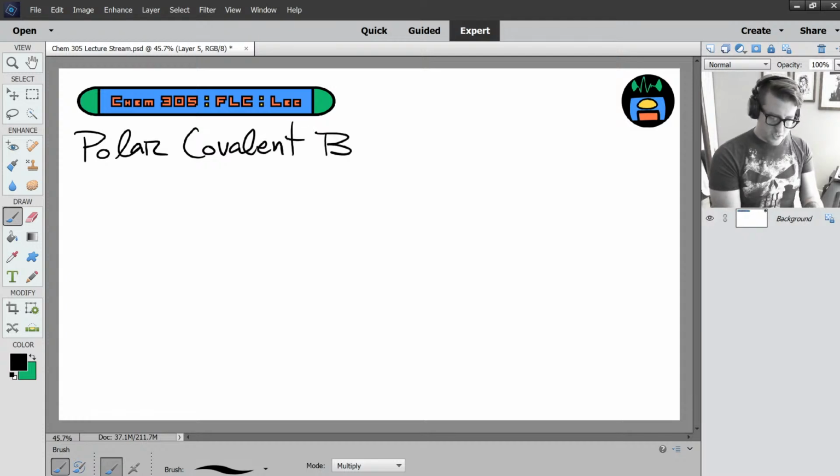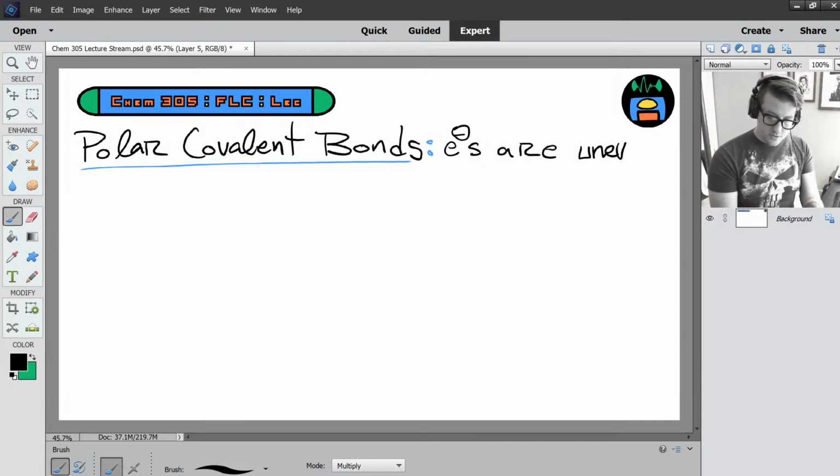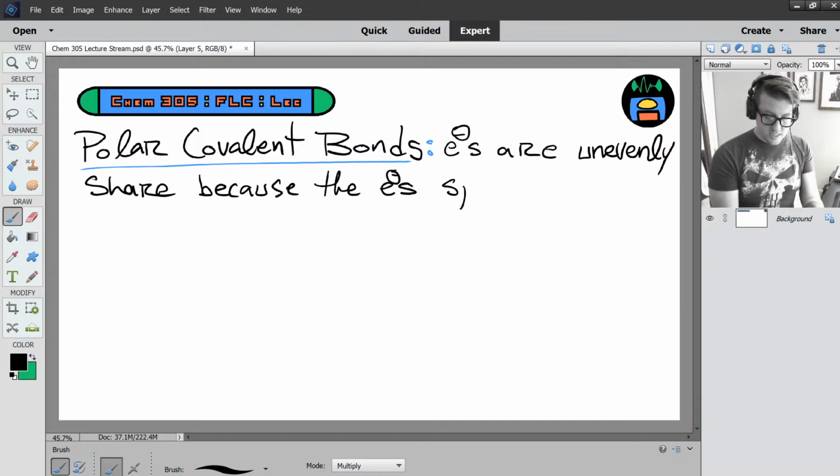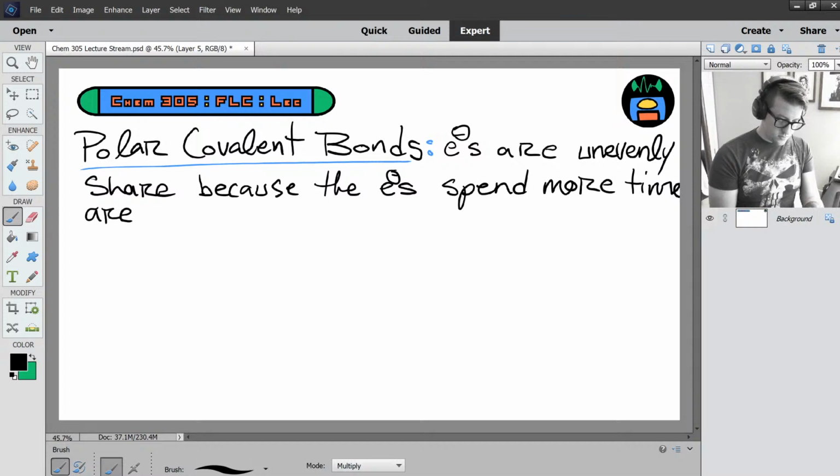So with polar covalent bonds, electrons are unevenly shared because the electrons spend more time around the more electronegative nucleus.